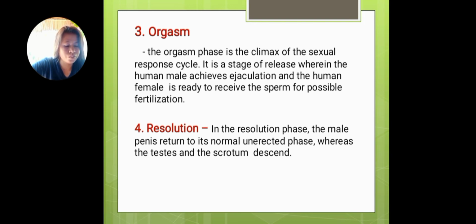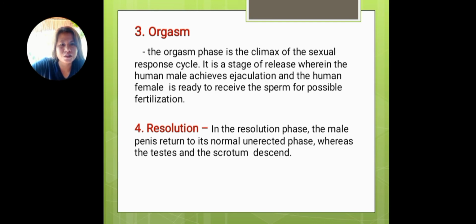So, pataas na ang ilahang heart rate, blood pressure. Muscle spasms may begin in the feet, face, and hands. Muscle tension increases. So mao ni ang mga ma-feel sa second phase sa ilahang pag-intercourse.